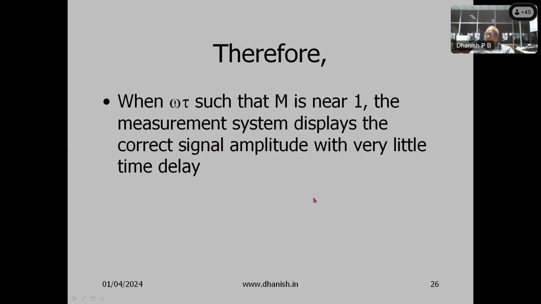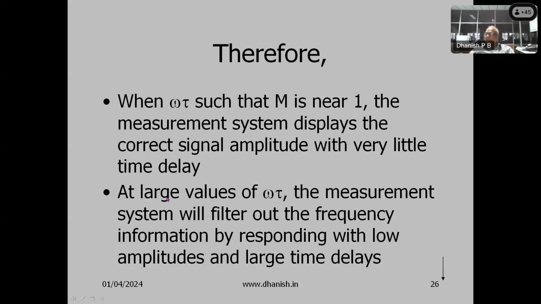So if omega tau is less than 0.1, we are very safe. But with slightly more, the error will be more, and then we have to be careful. We have to either compensate for the error or something. At large values of omega tau, the measurement system will filter out the frequency information by responding with low amplitudes and large time delays. So when omega tau is large, it acts as a filter. The signal frequency is filtered out, and nothing is transmitted from the instrument.